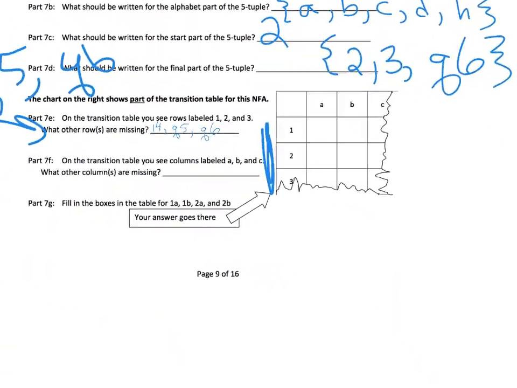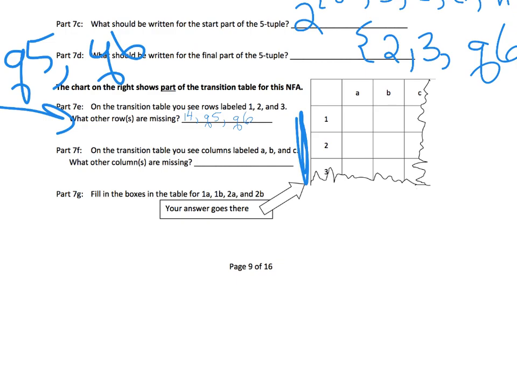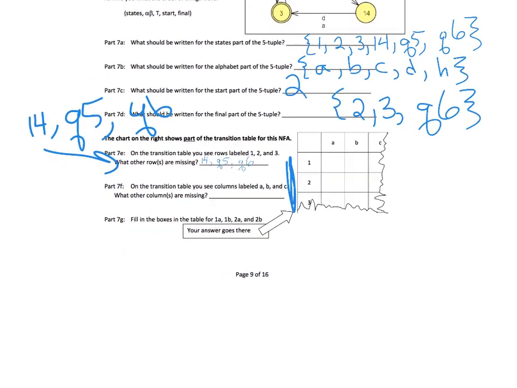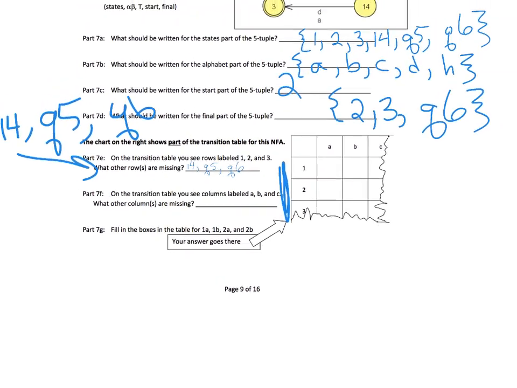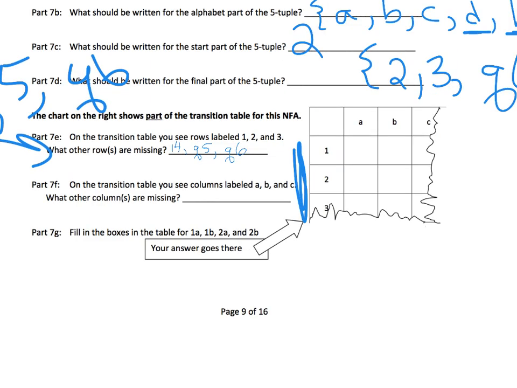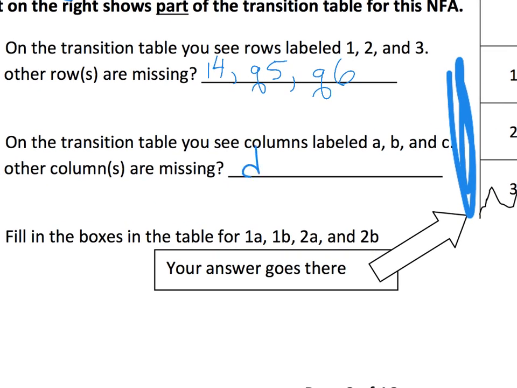And on the transition table, you see columns labeled A, B, and C. What other columns are missing? So we need a column for every letter of the alphabet, plus we also need a column for lambda, right? So we have A, B, C already. We need D, we need H, and we need lambda. So the columns that are missing are D, H, and lambda.